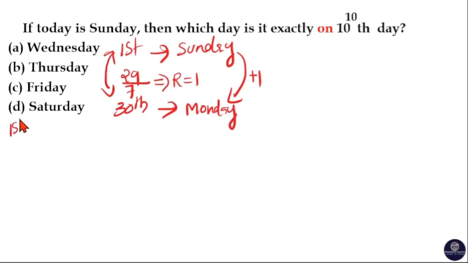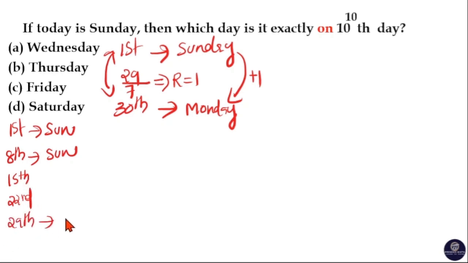That is, if first day is Sunday, then 1 plus 7, 8th day is also Sunday. Again, 8 plus 7, 15th, and 15 plus 7, 22nd, and 22nd plus 7, 29th. These are also Sundays, which means 29 plus 1 is 30th day. Then Sunday plus 1 will give you Monday, which we already explained here.